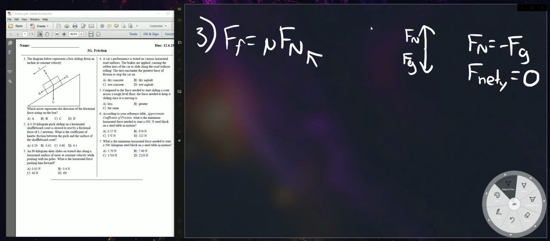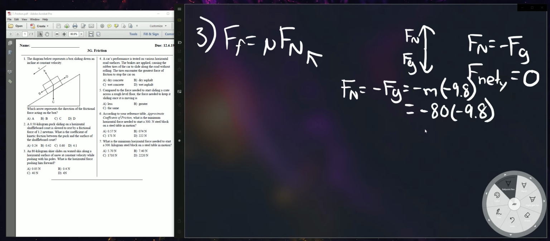Let's solve for Fn first. So Fn is equal to negative Fg, which is equal to negative ma, which is negative 9.8 times my mass, which we know is 80. And so then I get somewhere around negative 800. Let's see if this works. Well, it's going to be a positive 800 because negative times negative is positive. So you're going to have a normal force of 800 newtons.